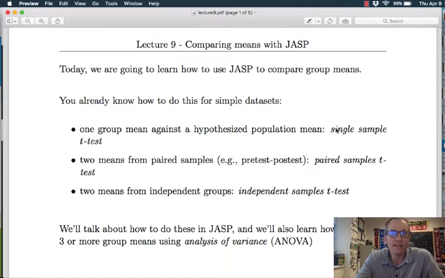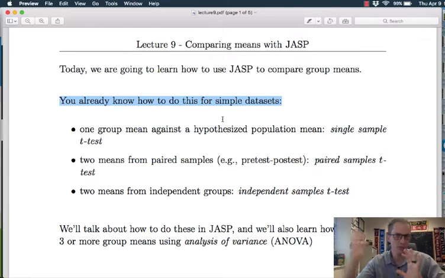So the purpose of today's lecture is we're going to learn how to use JASP to compare group means. Now you might be a little surprised to hear this because if you've been paying attention this semester, you know that you already know how to do this, at least for simple data sets. That is, if you have one group mean that's being tested against some hypothesized population mean, think about the examples that we've done with, this IQ treatment is supposed to improve IQ over the population mean of 100. Then we know what to do.